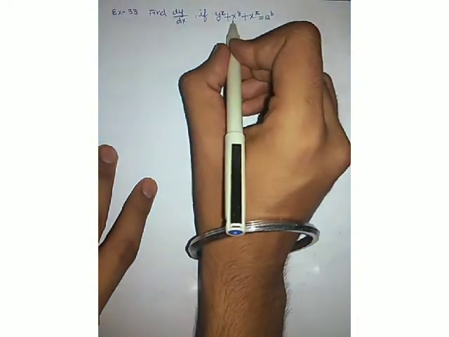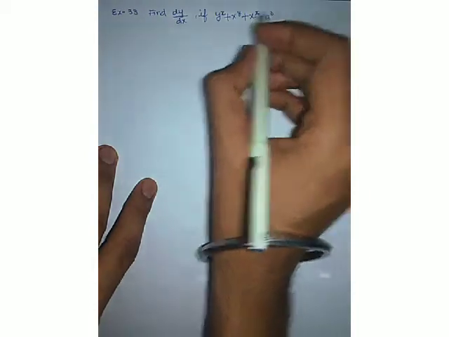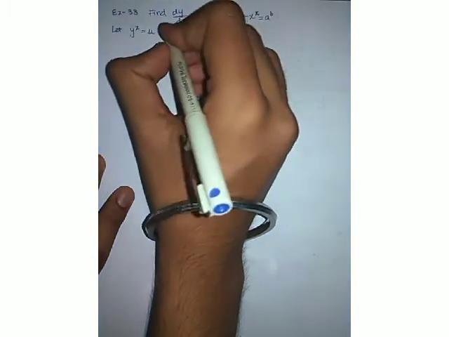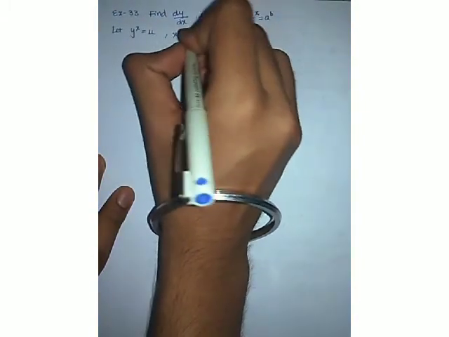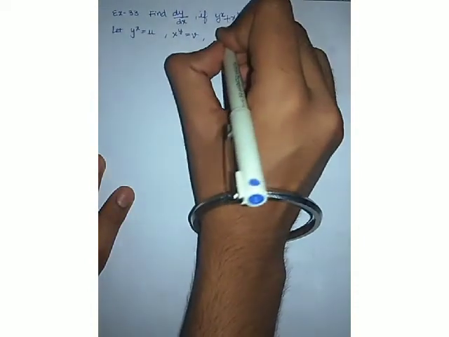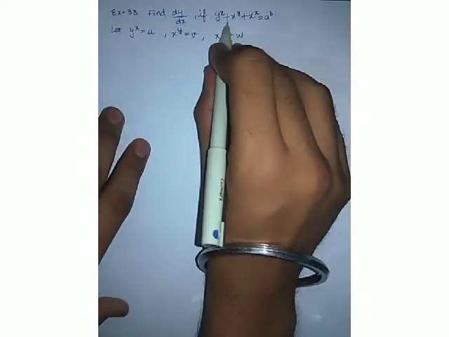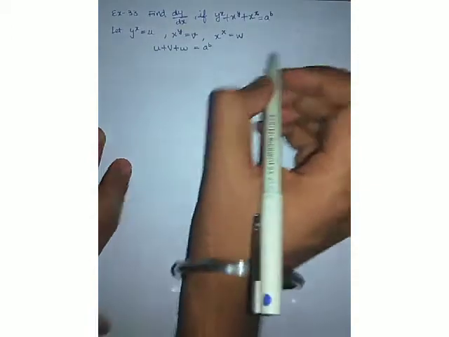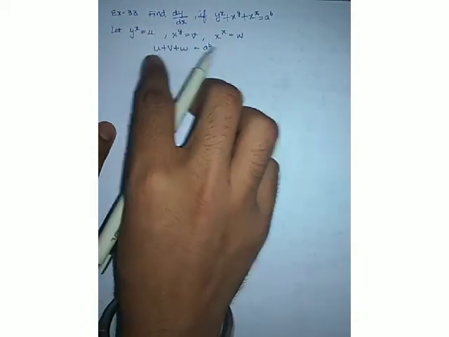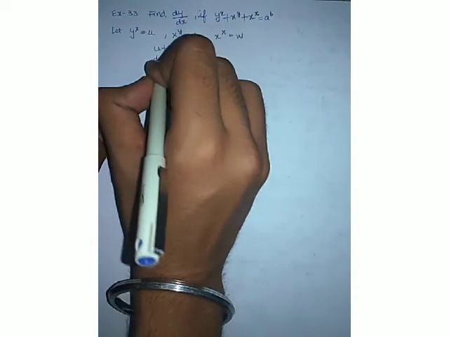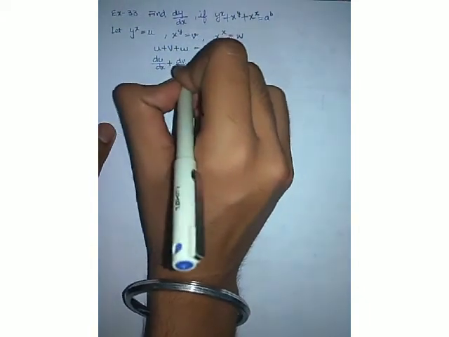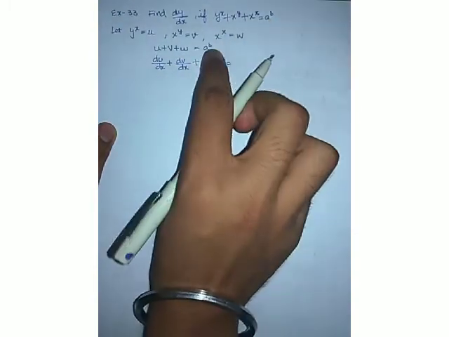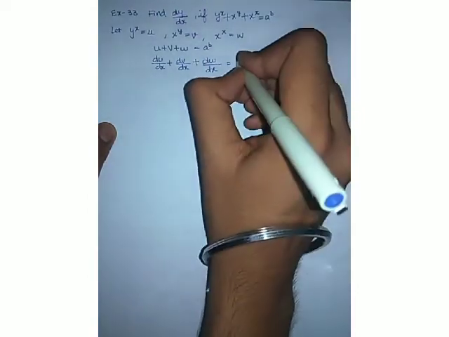Firstly, suppose this is equal to u, this is equal to v, and this is equal to w. So firstly write this. Let y raised to power x equal u, x raised to power y equal v, and x raised to power x equal w. So just change the equation. You will get u plus v plus w equal to a raised to power b. What you have to find is dy upon dx, which means differentiate the whole equation with respect to x. You will get du upon dx plus dv upon dx plus dw upon dx, and this is constant raised to power constant, so it's a constant term, its differentiation will be 0.